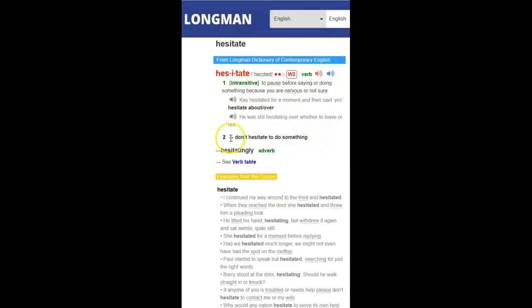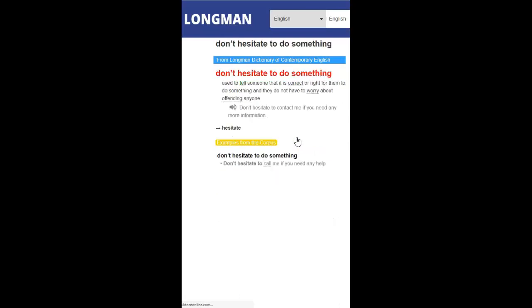The second meaning of the word is closely related to a phrase: don't hesitate to do something. And you need to click the phrase to check the meaning. Don't hesitate to do something. It's used to tell someone that it's correct or right for them to do something and they do not have to worry about offending someone.